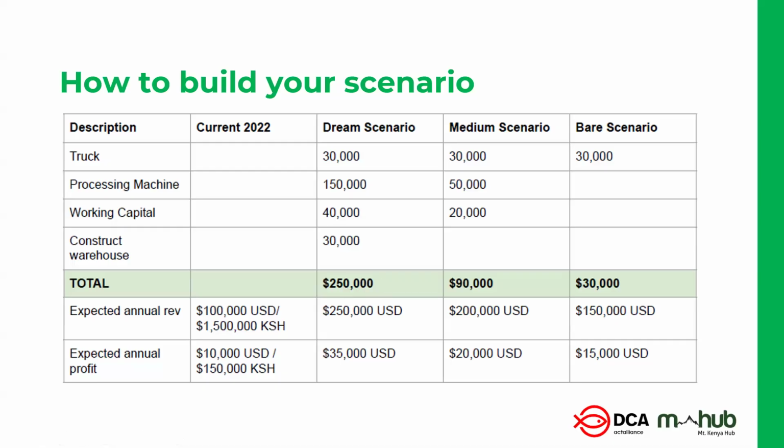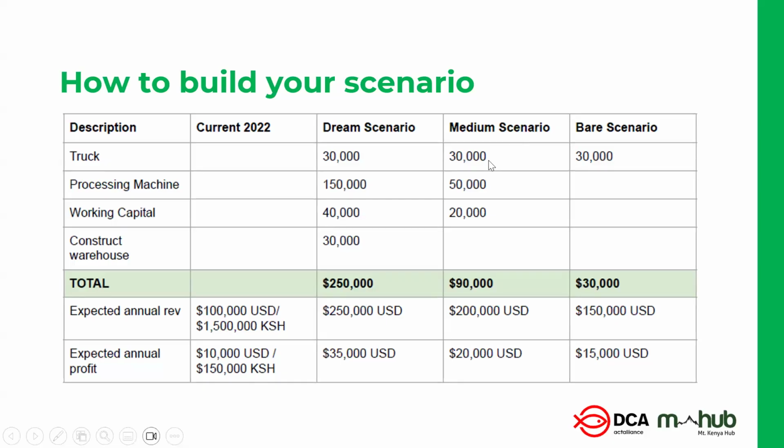Then you ask yourself, if I get 250,000, how much am I going to make in terms of annual revenue? So you indicate here. And in this case, it's 250. Expected annual profit, 35,000. Unaweza niuliza, where did we get this 250 and 35,000? So you remember we talked about financial modeling. So you're able to see your financial projection until some point. So there you are. And then you go to the medium scenario.